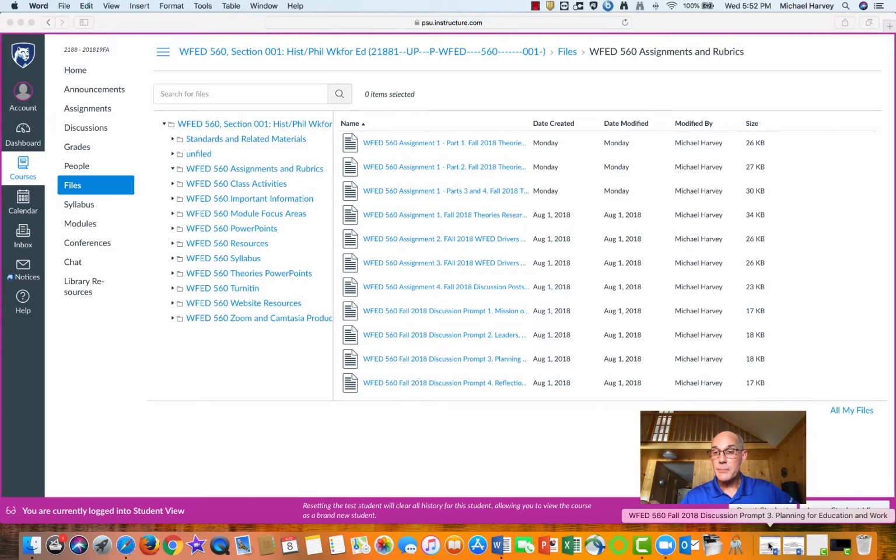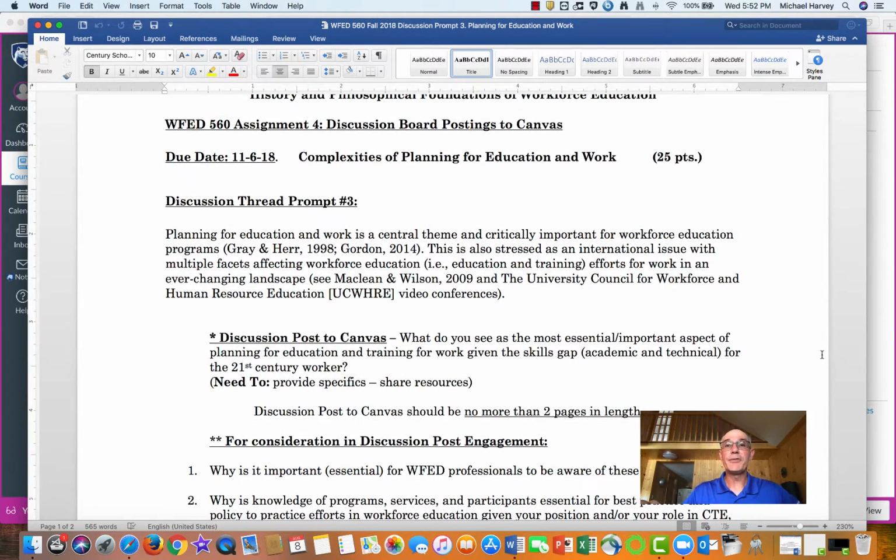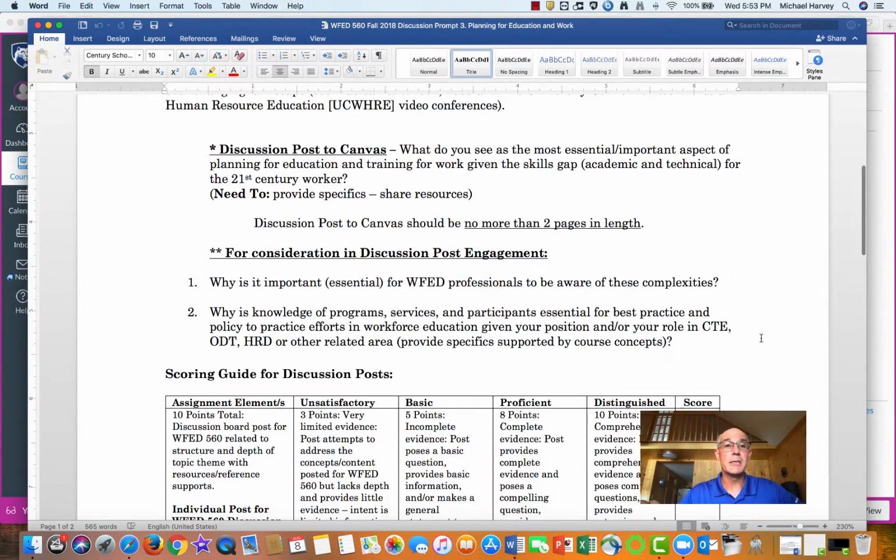The third discussion prompt deals with the complexities of planning for workforce education in the 21st century. Again, we've had a number of resources in the course talk to us about the significant need for training, the significant need for education to close the skills gap, to meet the needs of economics, to meet the needs of technology, to meet the needs of a skilled workforce, to meet the needs of globalization across the spectrum for 21st century workers. What do you think are the most essential aspects there? Frame this particular discussion post.